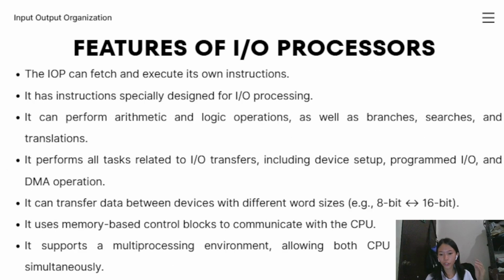These are the features of input-output processors. First, it can fetch and execute its own instructions. The input-output processor can read and run its own set of instructions stored in memory without the CPU's help. This makes it capable of managing input-output operations independently while the CPU focuses on other tasks.